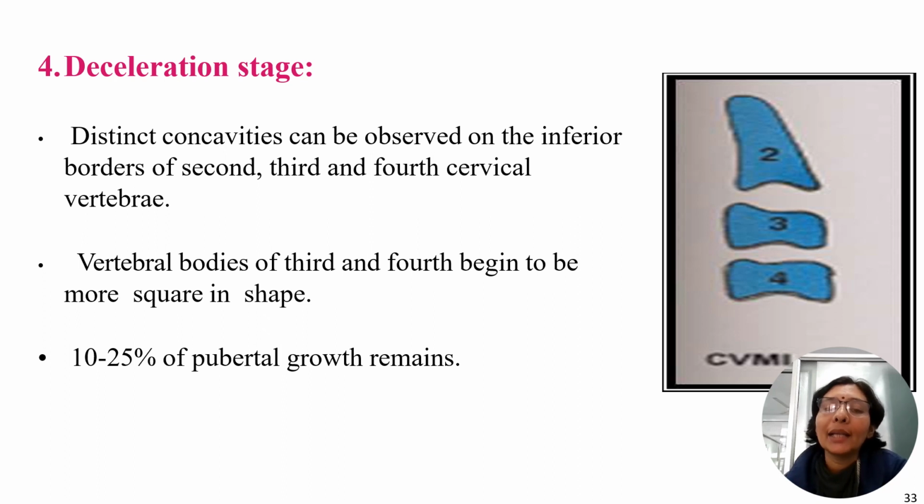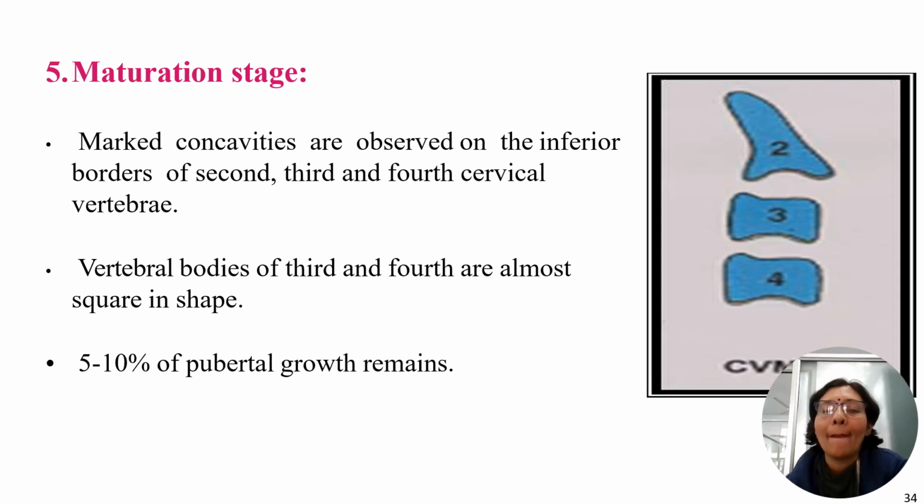Okay, now next is a deacceleration stage where distinct concavities can be observed on the inferior border of second, third and fourth cervical vertebrae. The vertebral bodies become more squarish in shape, and this is the stage where 10 to 25% of pubertal growth remains. Then we have maturation stage where marked concavities are seen for C2, C3 and C4 vertebrae. Vertebral bodies of third and fourth are almost square in shape and 5 to 10% of growth remains.